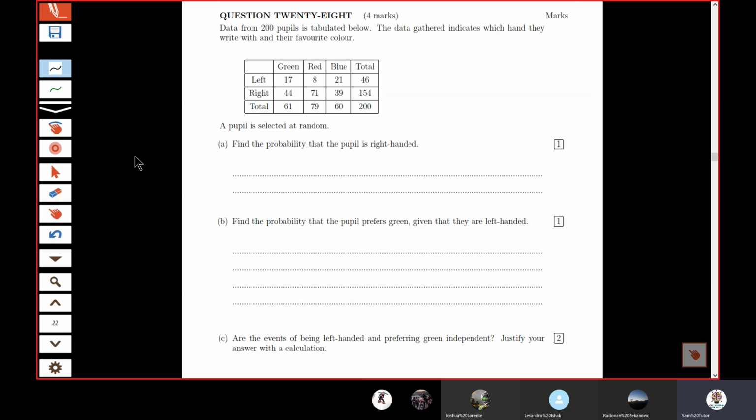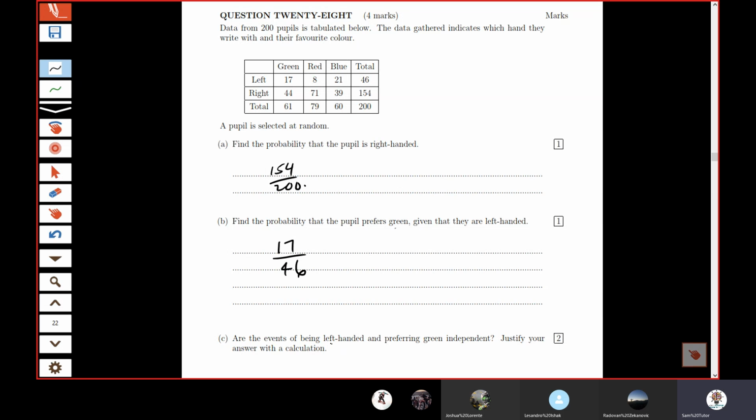Find the probability that the pupil is right-handed. I'm guessing we're going to go 154 over 200, correct. Find the probability that the pupil prefers green given that they are left-handed. So you definitely know they are left-handed, which is 46. And they prefer green, the answer is?